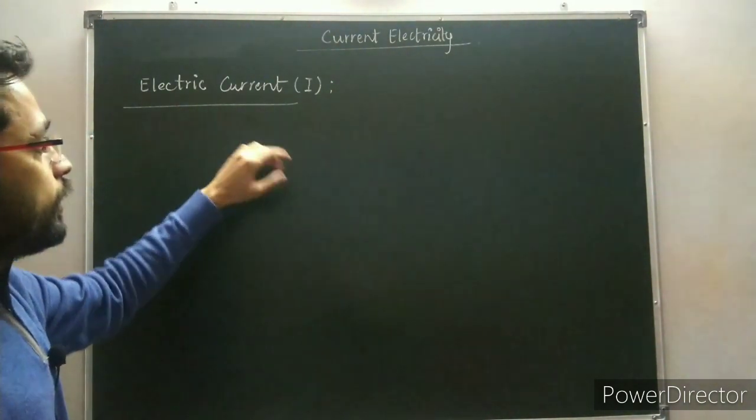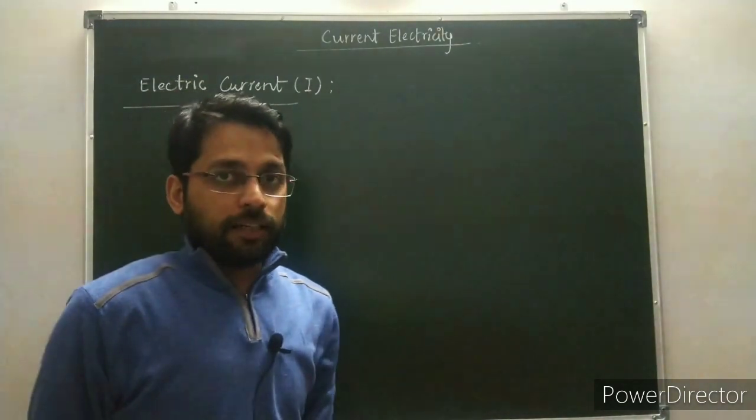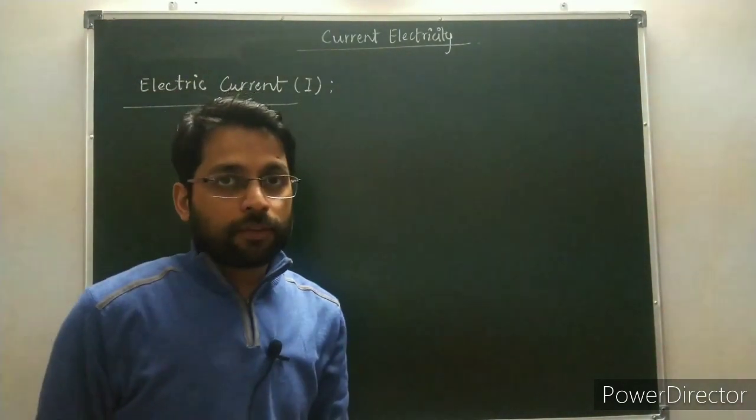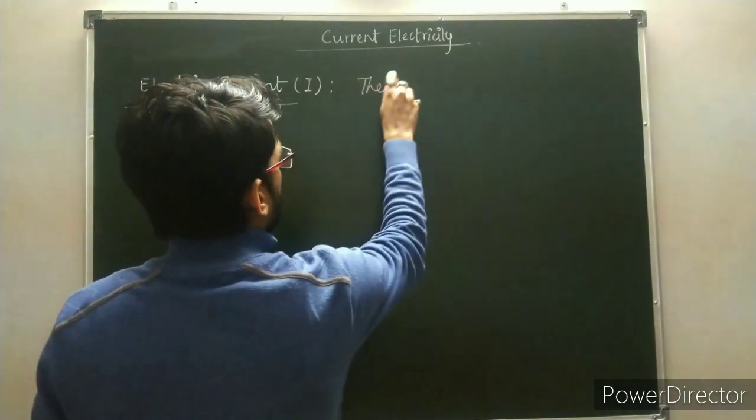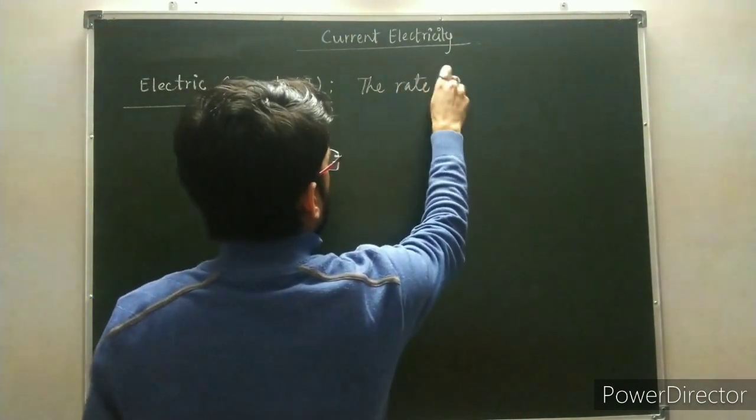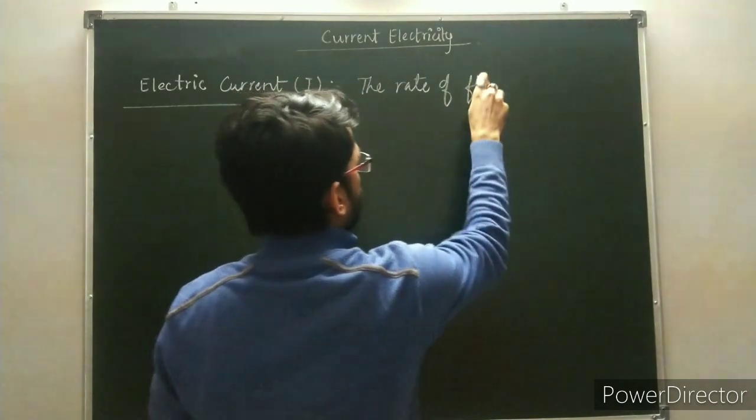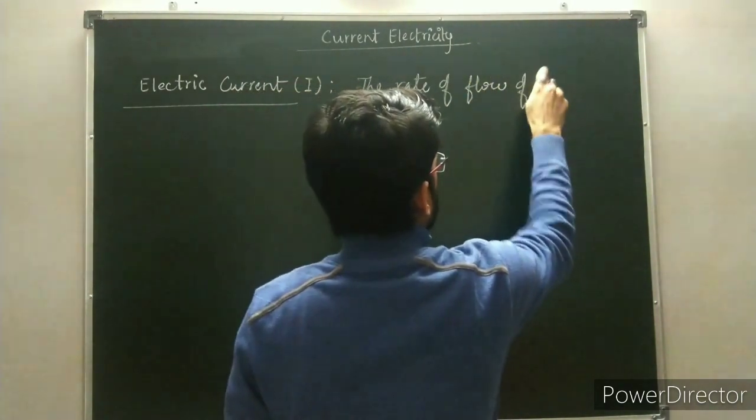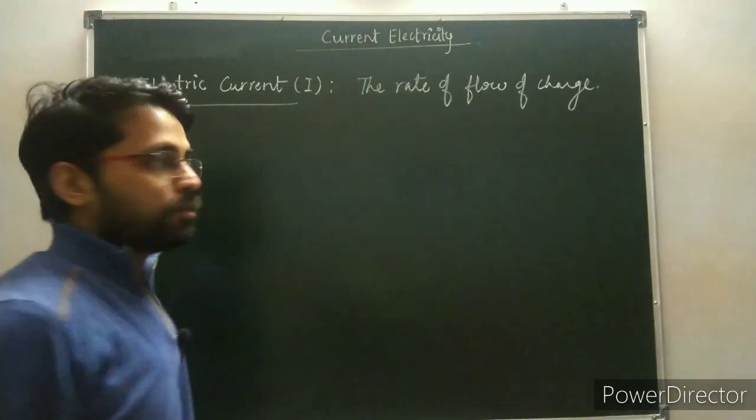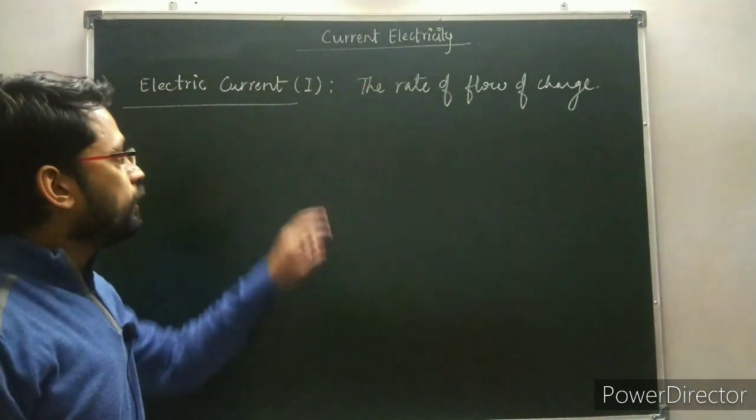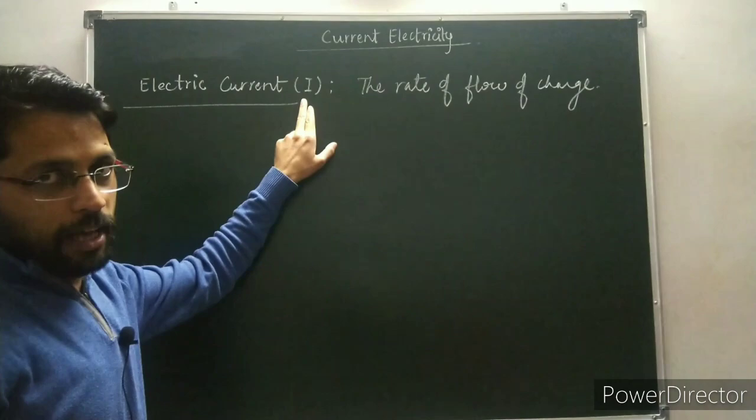Electric current is the rate of flow of charge. So the definition is: the rate of flow of charge is known as electric current, and it is denoted by capital I.